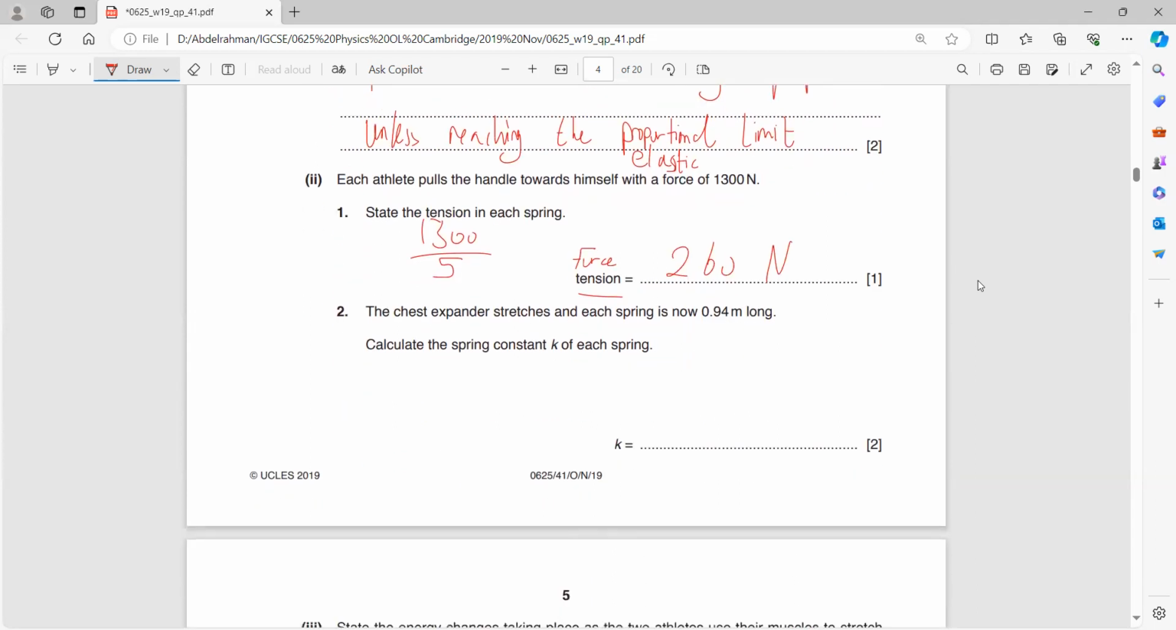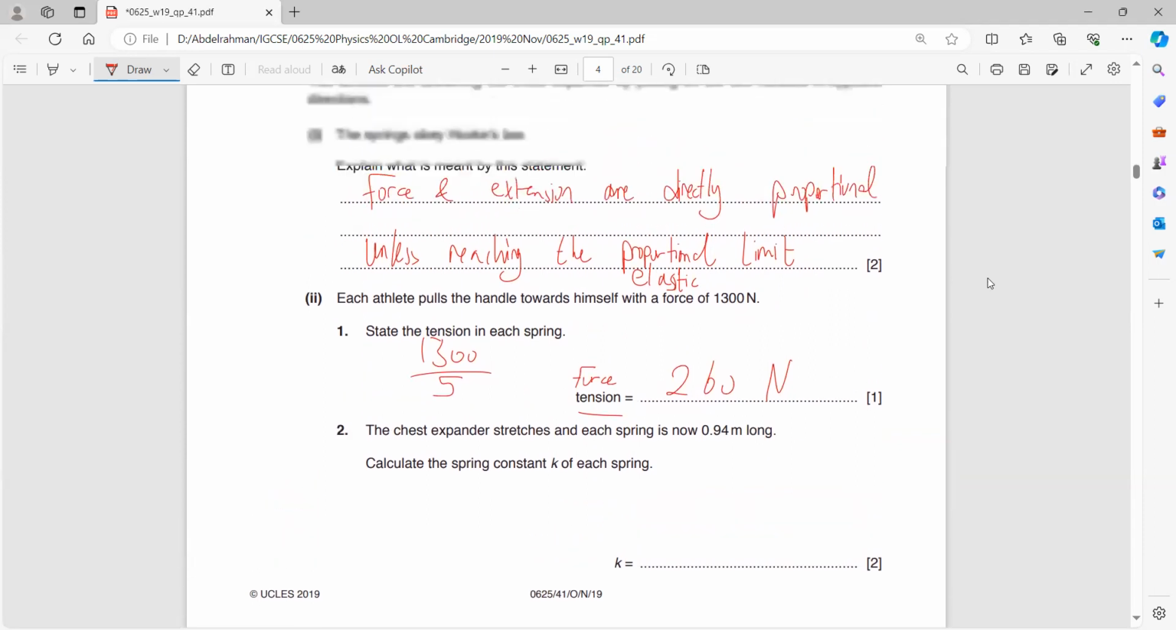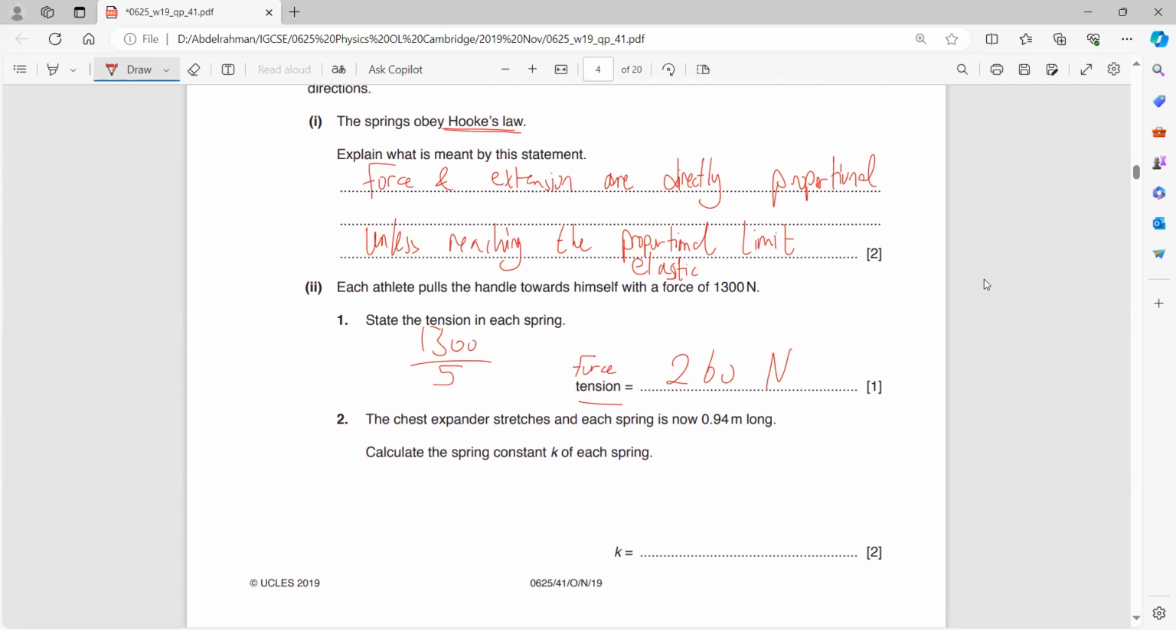جميل. The chest expander stretches and each spring is now 0.94 meters long. Calculate the spring constant. Hooke's law. K. How can I find the K? How can I find the spring constant? حد فاكر equation؟ ها Is it force times extension? لا force over extension. Okay. K equals F over X. حلو. K equals F over X.